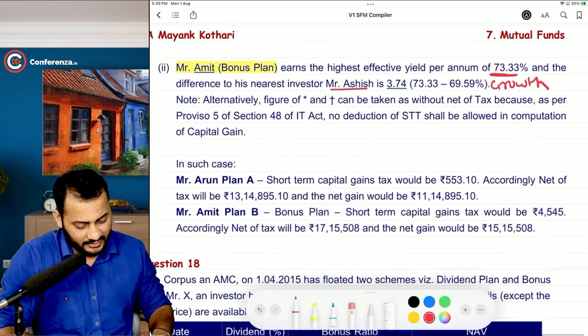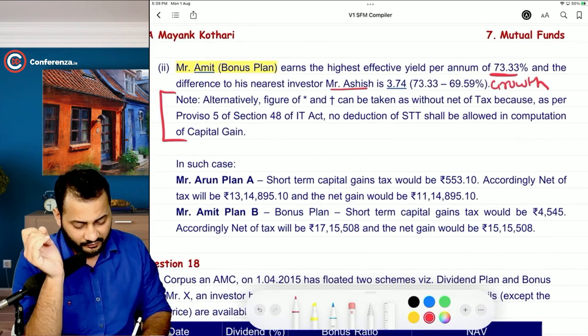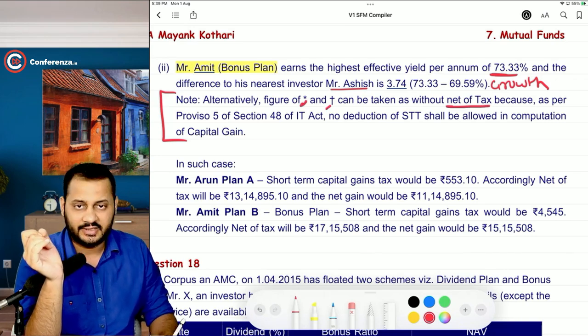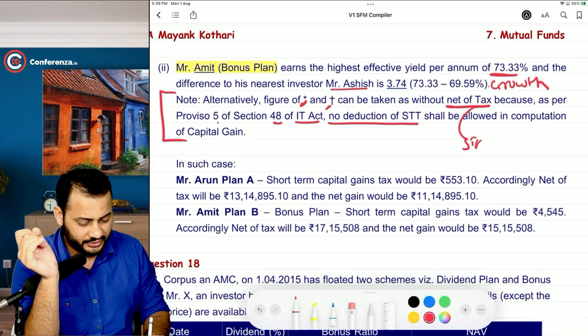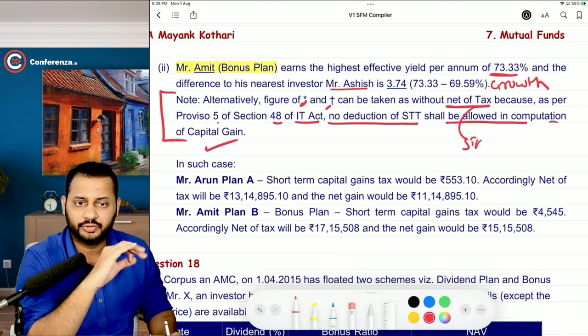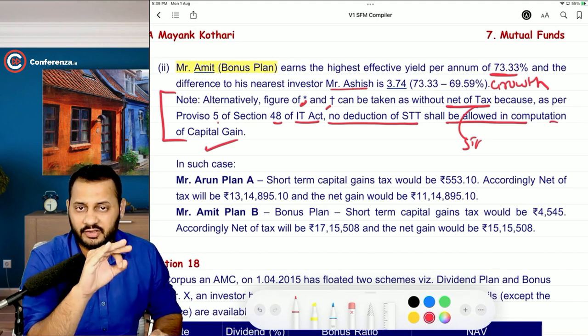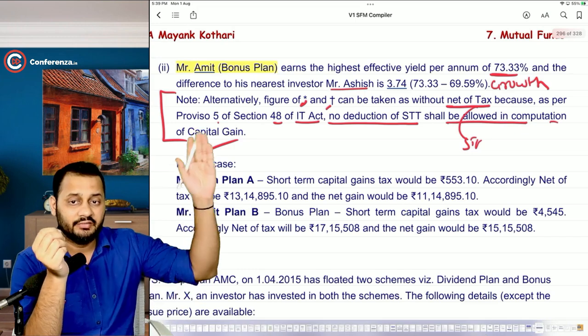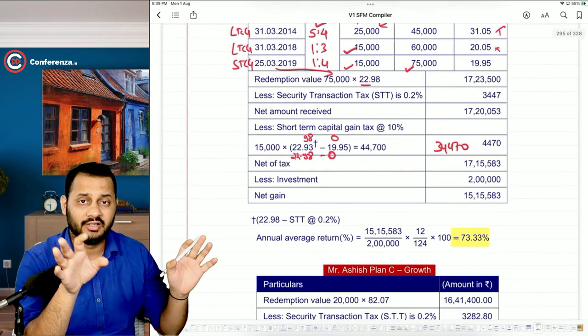Alternatively, see, this is very important. See, this has been given by the institute. Figure of star and this can be taken as without net of tax, without net of STT. As per the proviso 5 of section 48 of the Income Tax Act, no deduction of STT shall be allowed in computation of capital gain. So you should not deduct the STT. They have given it specifically. Then if the institute is giving it in a note, why are they not giving it in the answer? I will tell you the reason.